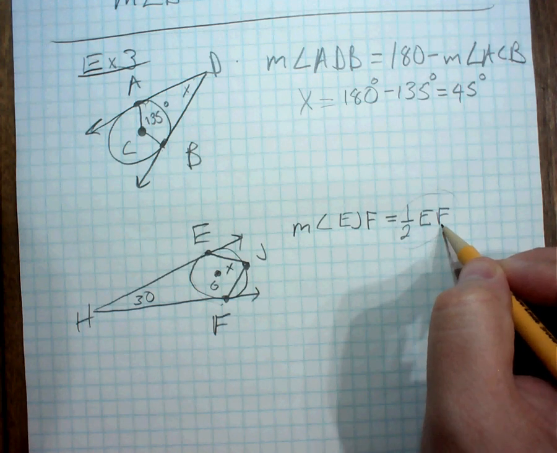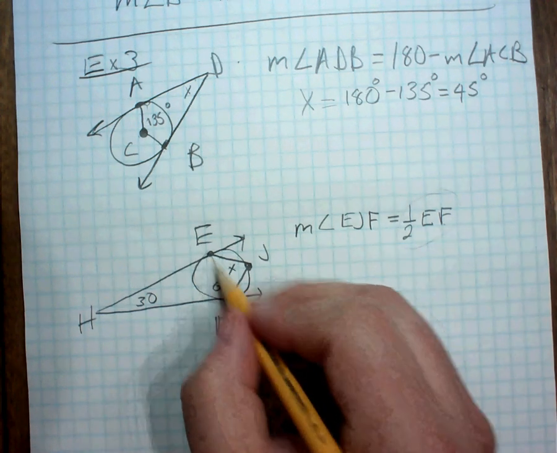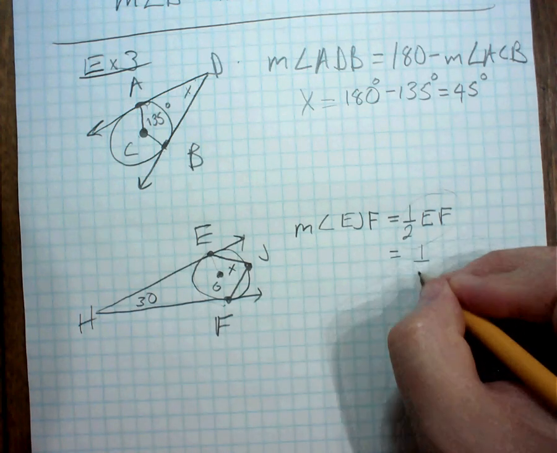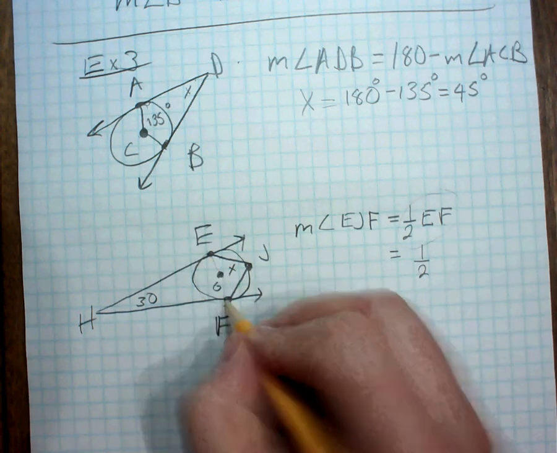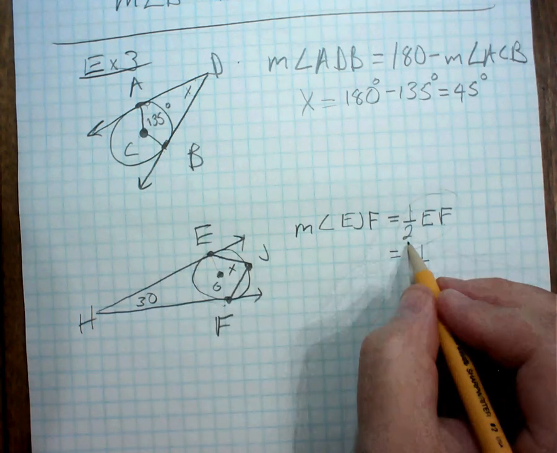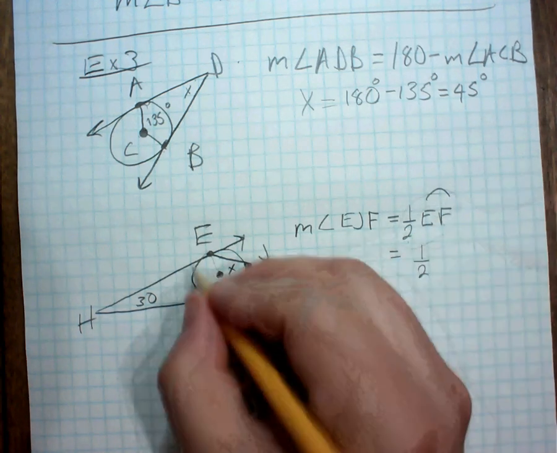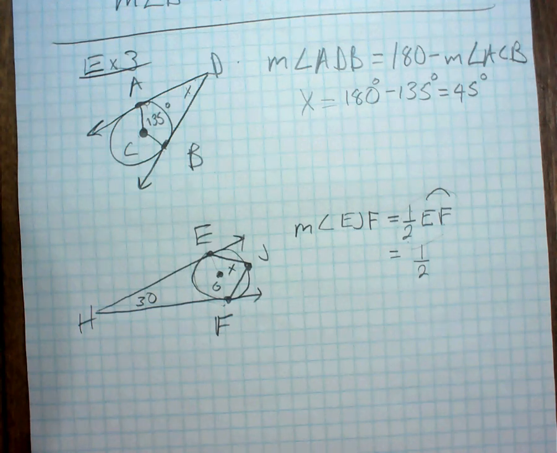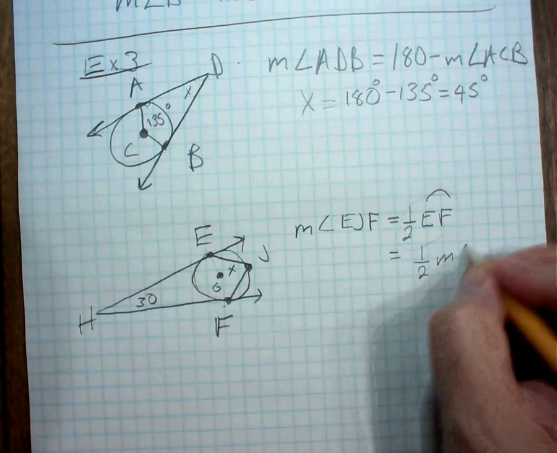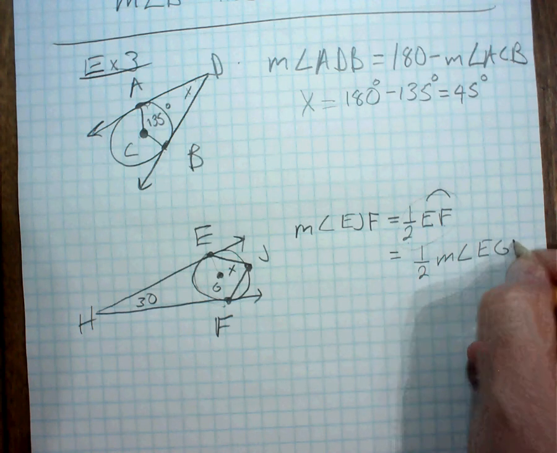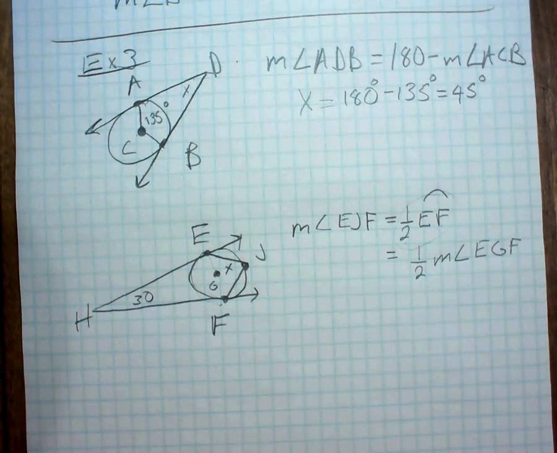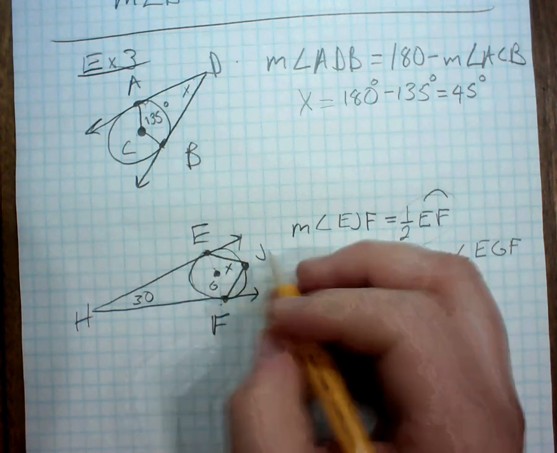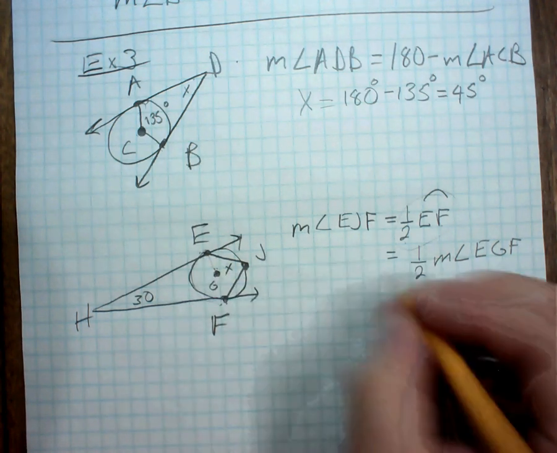But what I do know is that this is the measure of this angle here. In other words, 1/2 of the arc EF, the measure of EF here, is equal to the measure of the angle EGF. So if I go EGF, well, EGF is the diameter, okay?